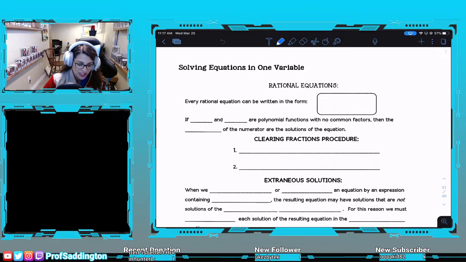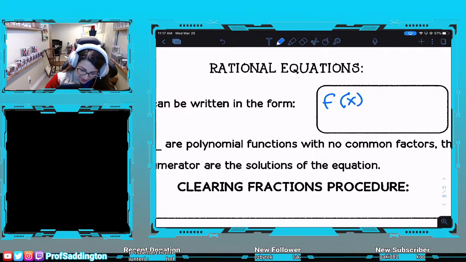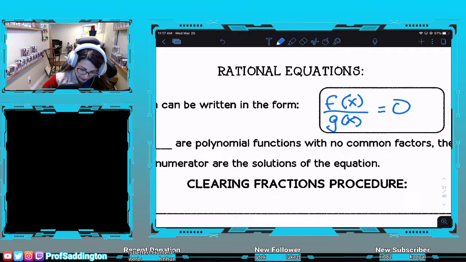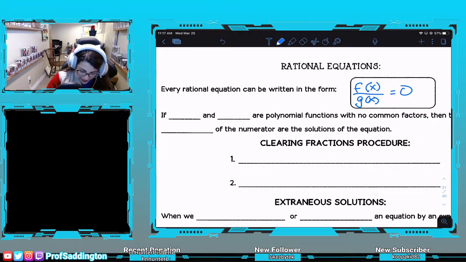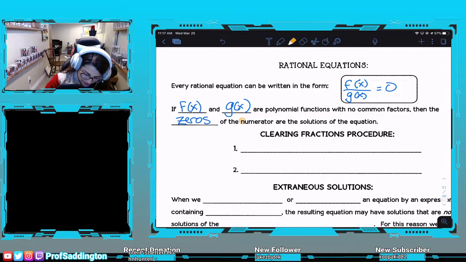Every rational equation can be written in the form, let me zoom in so I can write a little neater, f of x over g of x equals 0. And if f of x and g of x are polynomial functions with no common factors, then the zeros of the numerator are solutions to the equation.